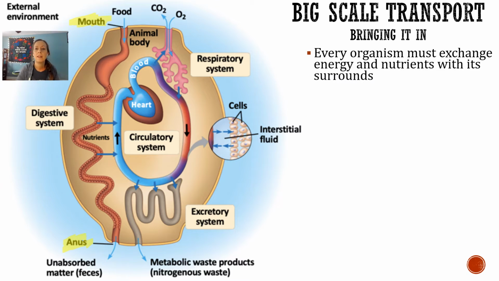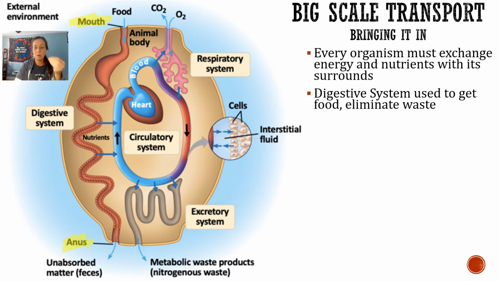So let's start with organisms have to exchange energy, nutrients, and waste with our surroundings. We have to get things in and out. We can't just live by ourselves, okay? So first system that does this, digestive system.